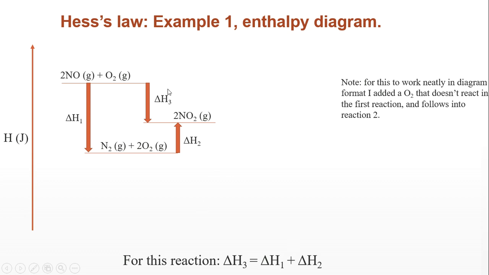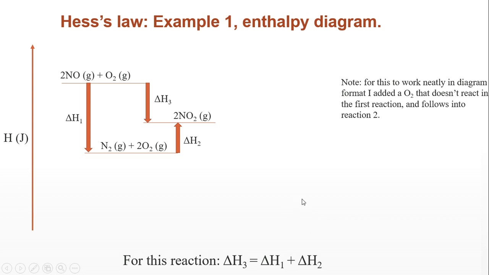Please note that I've added an extra oxygen molecule here that doesn't actually react, but it just follows in to make it a 2 here in this expression. Because otherwise this wouldn't be quite balanced. But it follows here and joins in to form this 2. And then we can go up here to form this product. So independent of the path we take, we can take this path, H1 plus H2, or we can take H3. It will still correspond to the same enthalpy change.